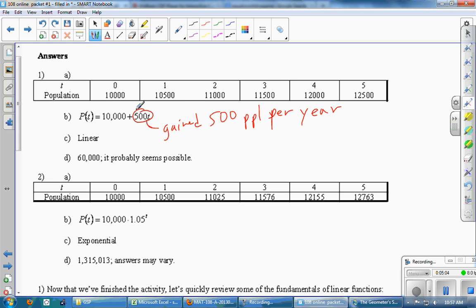So we can write in here that this part represents gaining, or I guess we'll say gained to be consistent, 5% of whatever the old population was per year. So that 1.05 is really 105%. Year after year, you end up with 105% of what you had the previous year.